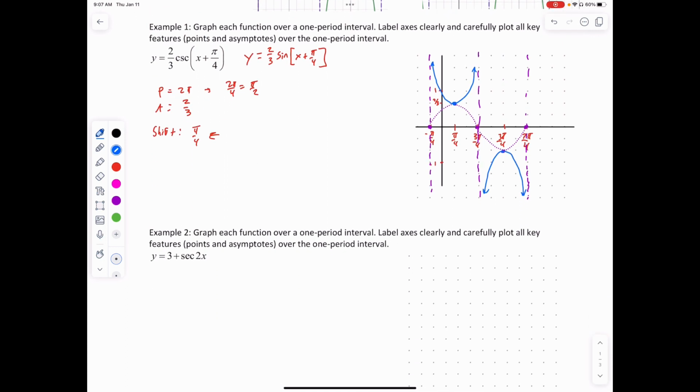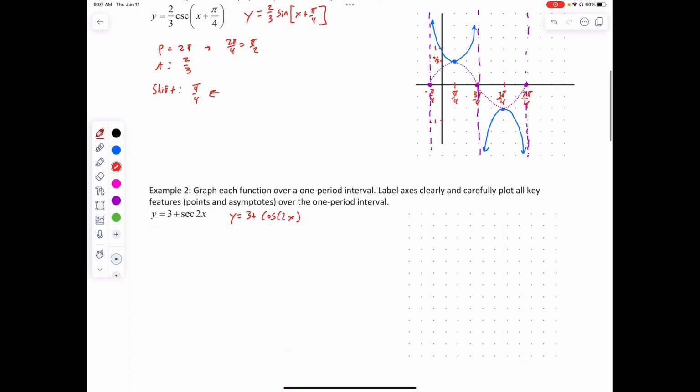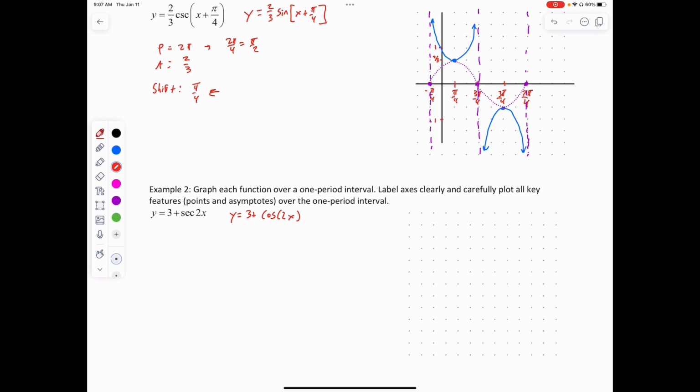Okay, let's go ahead and try another one. This one is 3 plus the secant of 2x. I'm going to start by recognizing again that I'm going to graph this really as 3 plus the cosine of 2x, and then graph secant in the end. Well, the period here is going to be pi. If I cut that pi into 4 pieces, I end up with pi over 4 is what I'm going to be counting by.